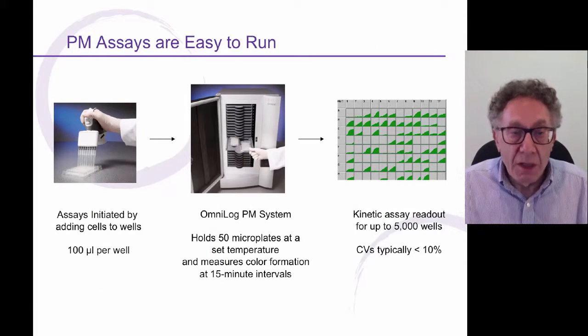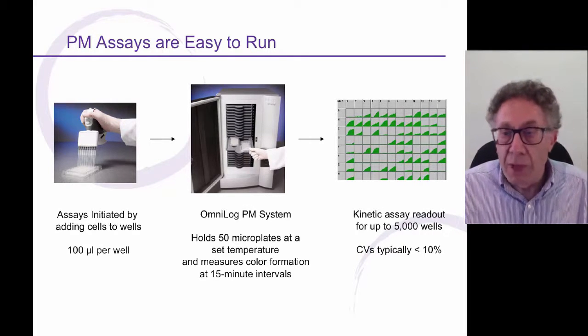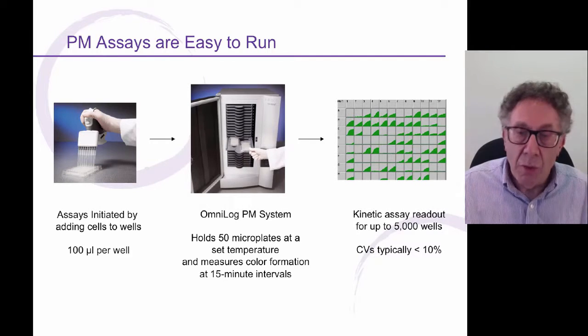And again, these assays are easy to run. It simply involves pipetting in a cell suspension, 100 microliters per well, loading these plates into the Omnilog. The Omnilog reads them every 15 minutes, and at the end of the experiment, you get a kinetic result for each plate and for each well, showing the rate of energy production versus time.